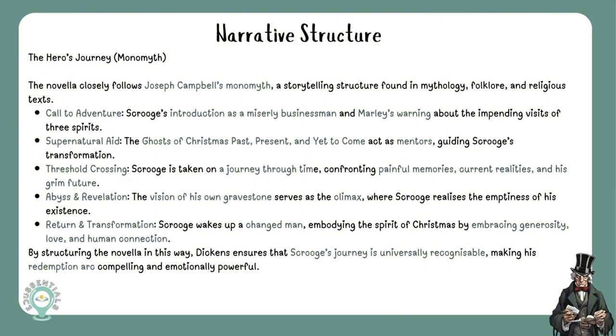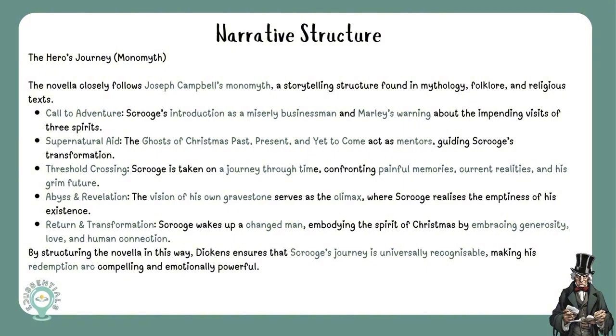Then we have the hero's journey, also known as monomyth. The novella closely follows Joseph Campbell's monomyth, a storytelling structure found in mythology, folklore, and religious texts. So we have the call to adventure, Scrooge's introduction as a miserly businessman, and Marley's warning about the impending visits of the three spirits. Then we have supernatural aid, so the ghosts of Christmas past, present, and yet to come act as mentors, guiding Scrooge's transformation.